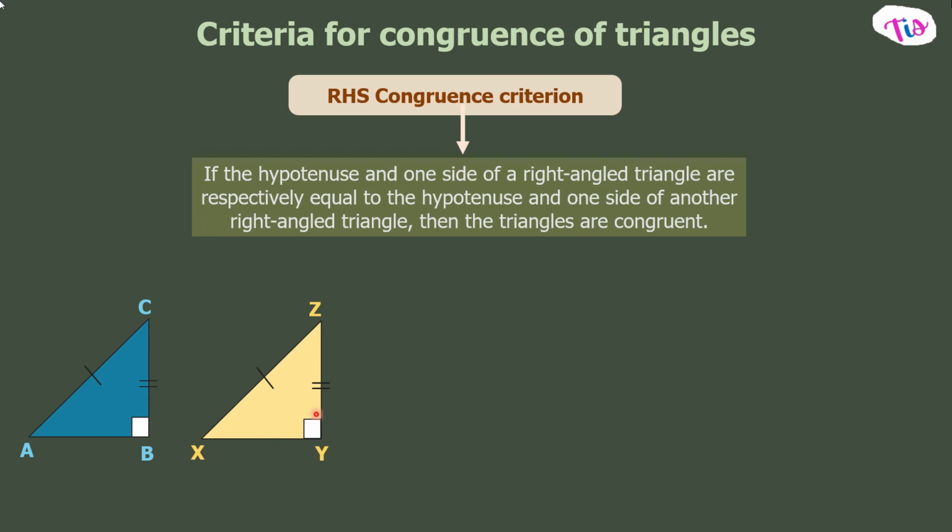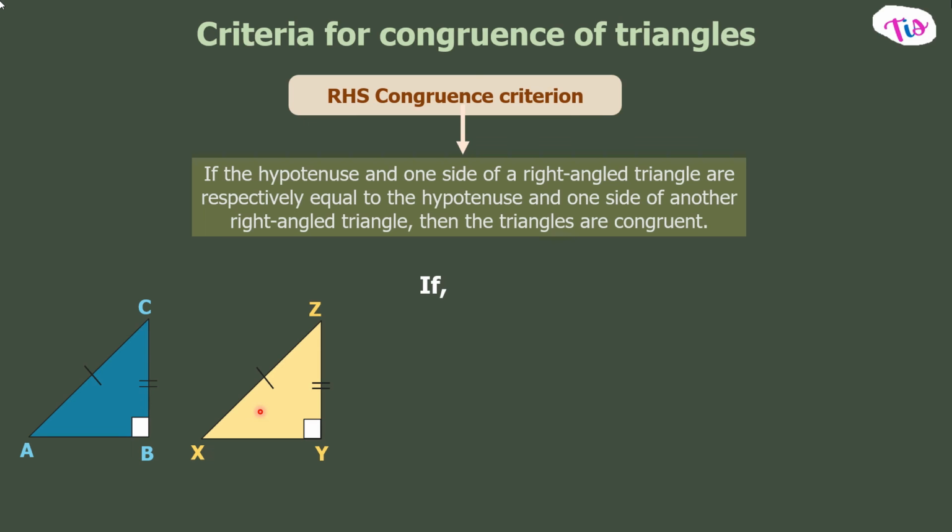These are right angle triangles. So the first criteria is checked, and the next is hypotenuse and side, any other side. So hypotenuse is a must, and if any of the other sides are equal to the corresponding hypotenuse and any other side of the other triangle, then these two triangles will be congruent by RHS congruence criteria.